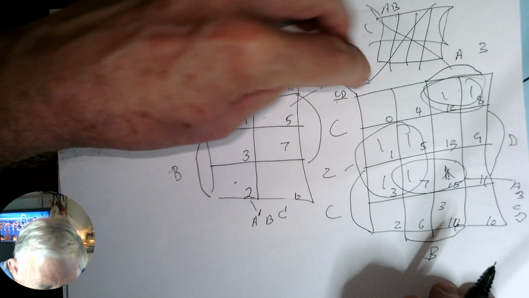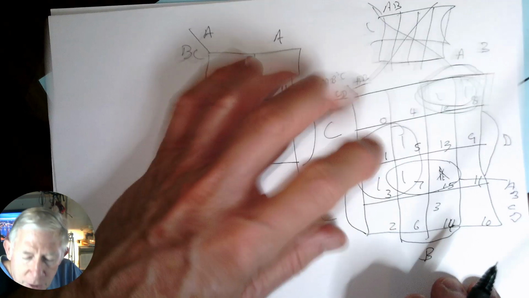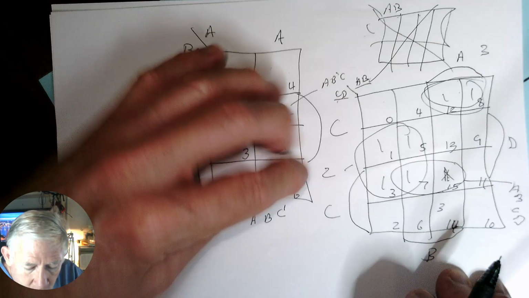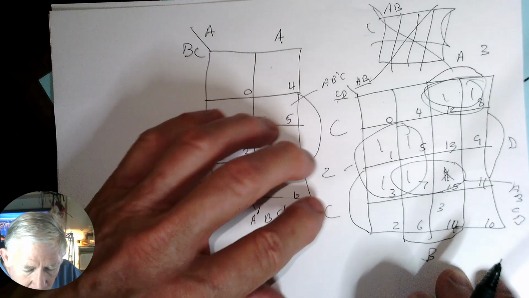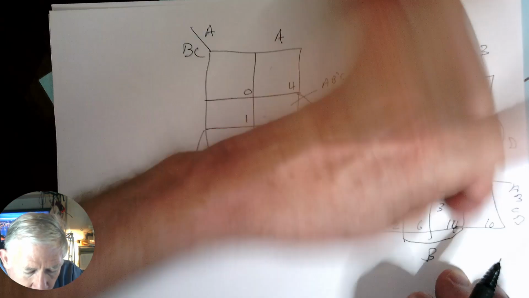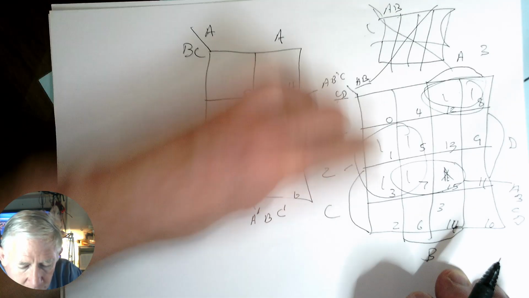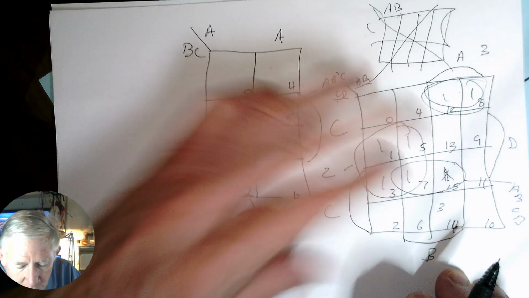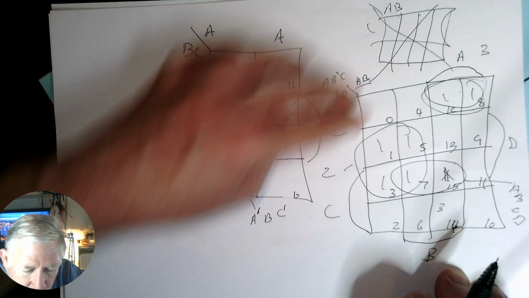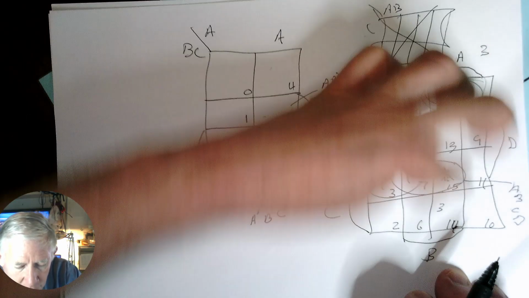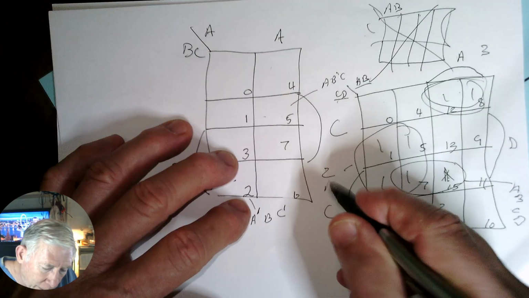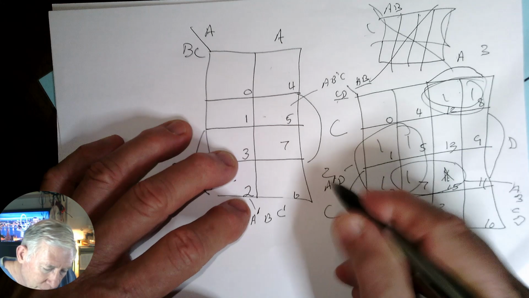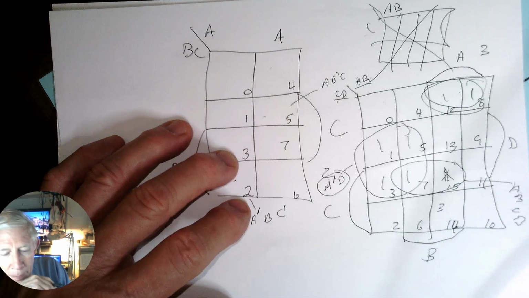Well, so I know that the variables that change are dropping. So I know I have C down here and C prime up here, so C is going to drop. And I know I have B in the middle 2 columns and B prime on the outside 2 columns. So I know B is going to drop. So I'm left with A prime, which are these 2 columns, and D, which are the middle 2 columns. So this group is A prime D. That's A prime D. Okay?